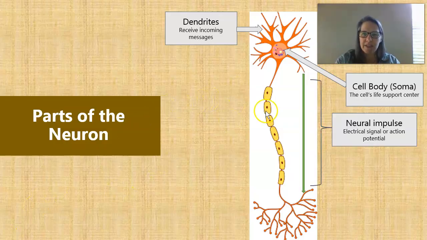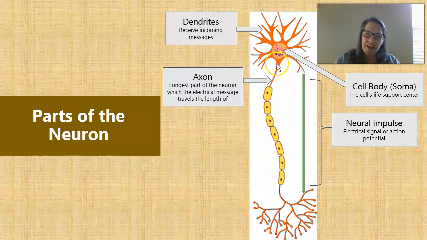Next, we're going to take a look at this green arrow that we have drawn here. This shows you the direction of our neural impulse, or the electrical signal, or the action potential, which is the message that the neuron is sending. More on that in a little bit.